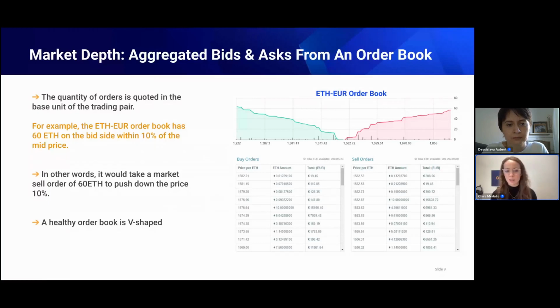So typically a healthy order book is V-shaped. You want there to be a lot of bids and asks because that means it's harder to push up and down the price of the asset, which means it's less volatile.